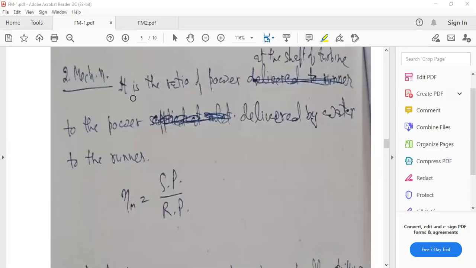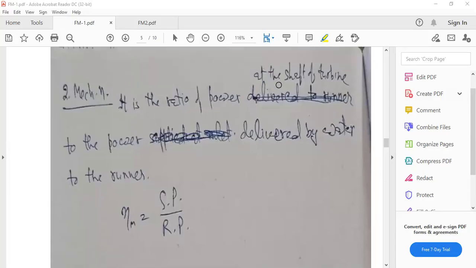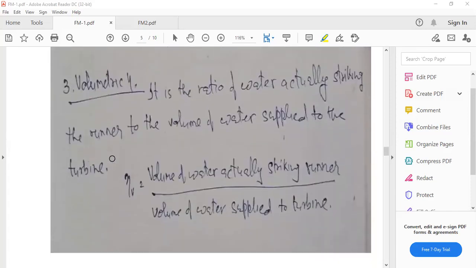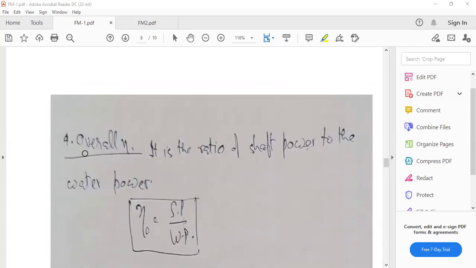Okay, so mechanical efficiency is the ratio of power at the shaft of the turbine to the power delivered by water to the runner, SP upon RP. That is known as mechanical efficiency. So shaft power is always less than runner power, so the value of efficiency is always less than 1. Then we have overall efficiency. It is the ratio of shaft power to the water power, SP upon WP, that is known as overall efficiency.